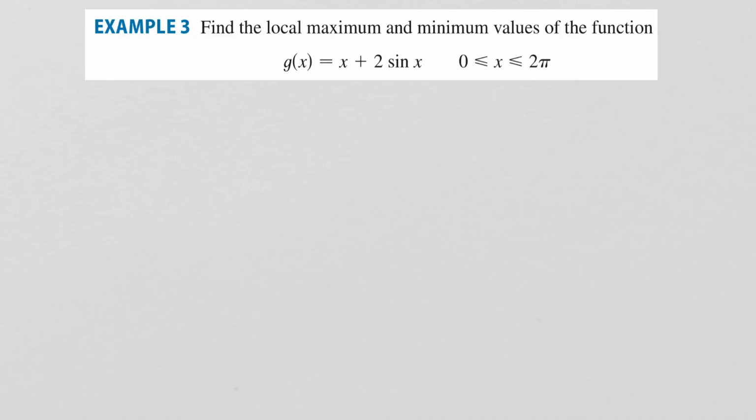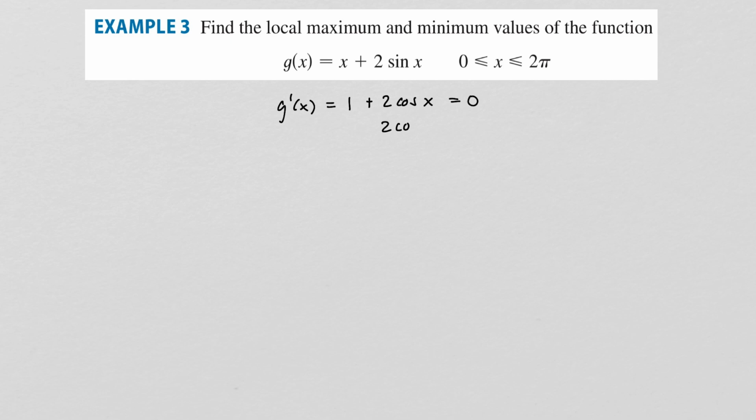Now let's do an example that is not a polynomial. So here we want to find the local maximum and minimum values of the function g of x equals x plus 2 times the sine of x on the interval from 0 to 2 pi. So like before, the first thing I'm going to do here is take the derivative of this function. And the derivative is 1 plus 2 times the cosine of x. And then we set that derivative equal to 0.